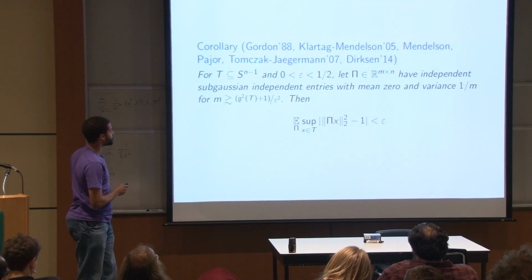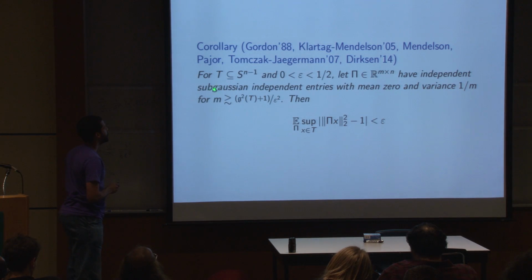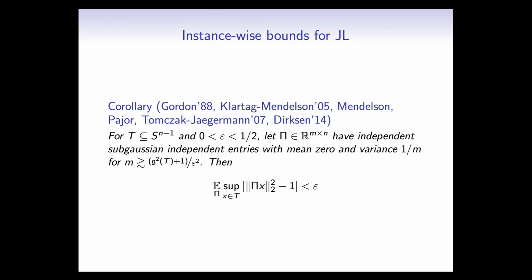Now, Gordon's theorem. Gordon's theorem says if you have a subset T of unit norm vectors and an epsilon, and pi is a JL matrix, random signs, random Gaussians, something like that, then as long as the number of rows in your JL matrix is at least the square of the Gaussian mean width over epsilon squared, you'll preserve all the norms of the vectors. This is the JL condition, right? So you'll preserve all the vectors. And T will be like all the normalized difference vectors in your input data.